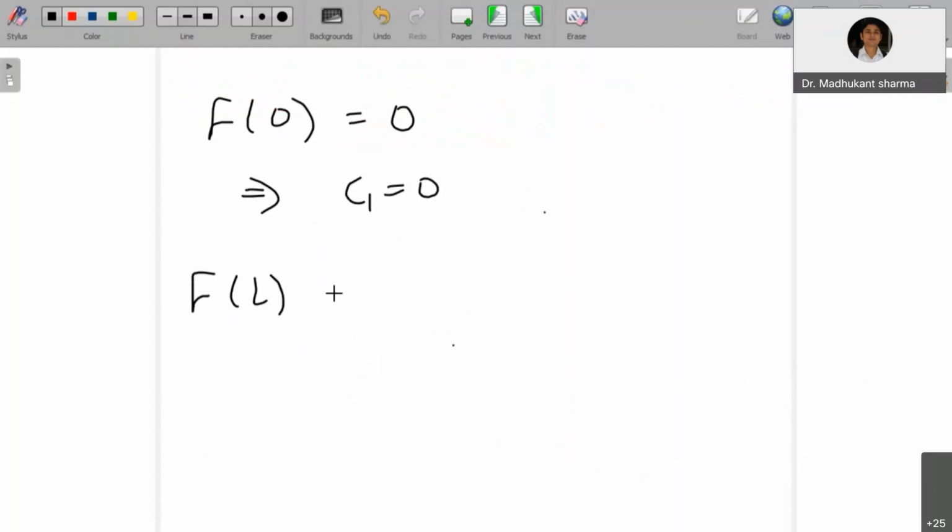Now f at L equals 0. Now C1 is 0, so there is no point to consider the first term. So this implies C2 times sine of AL equals 0. Now there are two possibilities. If C2 is 0, then the solution is trivial. C2 being 0 means f is 0, which means no vibration. We have already discussed all the cases, so elsewhere only the 0 solution was possible.